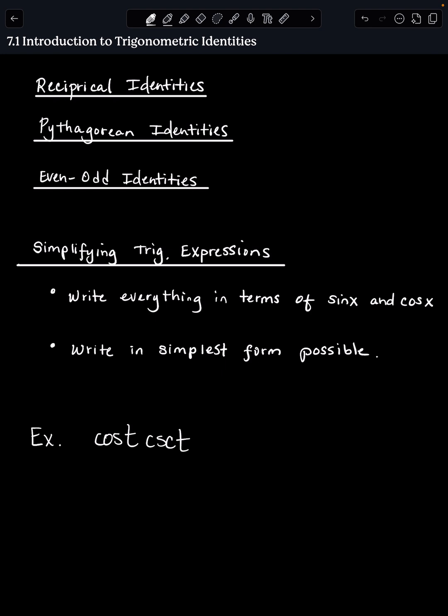So I'm going to write everything in terms of sine and cosine. Well, cosine is already in terms of cosine, so I'm leaving that. And then we know cosecant, the reciprocal identity for that, is 1 over the sine of t. So I'm writing the reciprocal identity of that. Now we know with fractions we multiply straight across. So this is going to be the cosine of t over the sine of t, which that reciprocal identity I know is the cotangent of t. So that's my answer. Alright, going on.